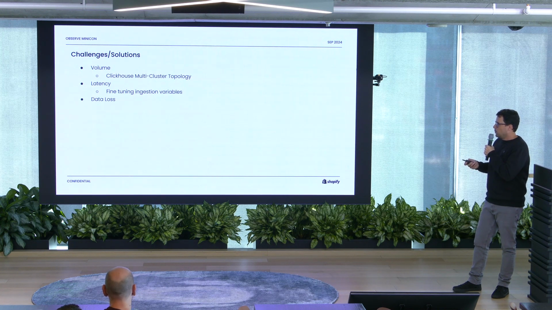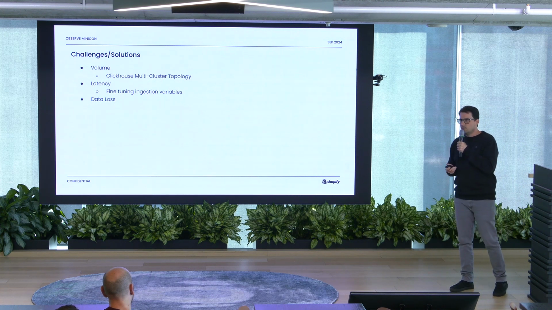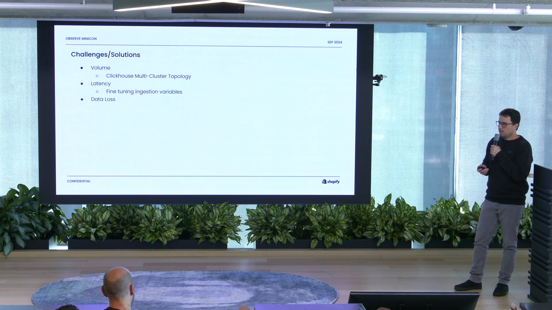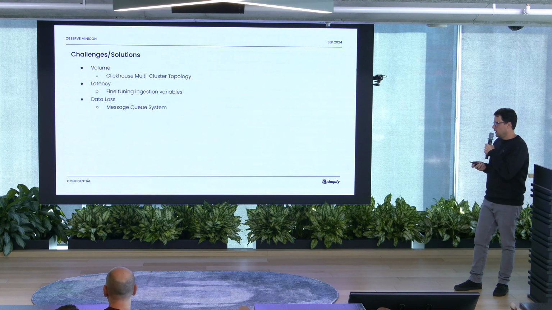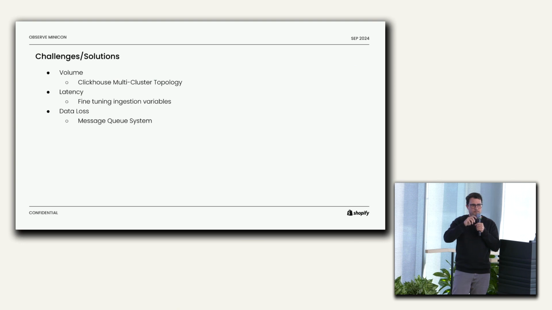Data loss, it's super important. The only two pipelines that had a message queue system were Core and Nginx, but now we have support for pretty much everything. So we have the message queue system in place. Just keep in mind that not every single log goes through a message queue system, but if the first write fails, it is put back in a queue and it is retried indefinitely. Of course, this is because of costs.